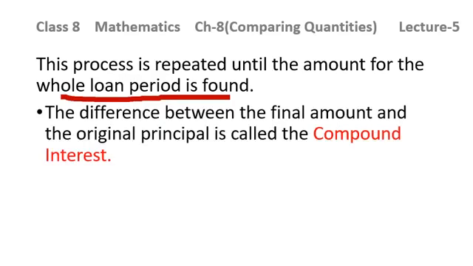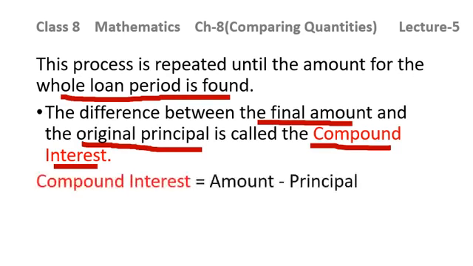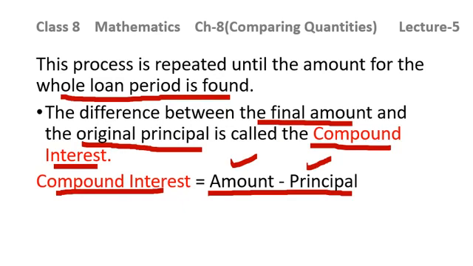So the difference between the final amount and the original principal is called the compound interest. How will you define compound interest? The difference between the final amount and the original principal is called the compound interest, and it is written as C.I., that I have shown you in the previous slide. Compound interest is given by amount minus principal. This is the final amount minus original principal. It should be the original principal, that will give you compound interest, that is CI.